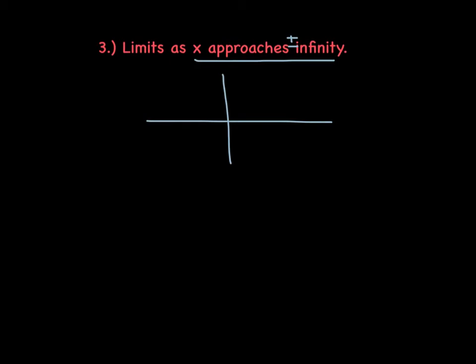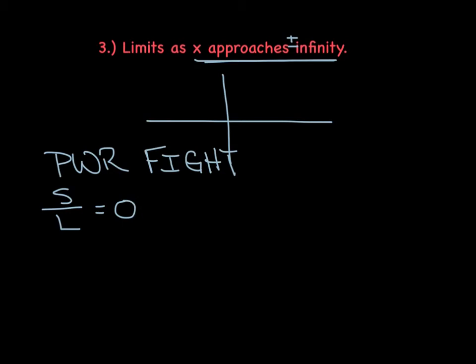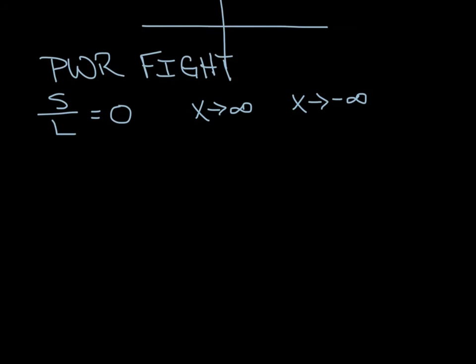Now, these have traditionally, up until this point, been the easiest problems we've ever done, because when we talk about limits as x approaches infinity, we're all about that power fight, where we compare the degree of the numerator to the degree of the denominator. If we have small over large, the answer is going to be 0. That's going to be true whether x approaches positive infinity or whether x approaches negative infinity. That's always our favorite one, small over large. It just doesn't get any better than that.